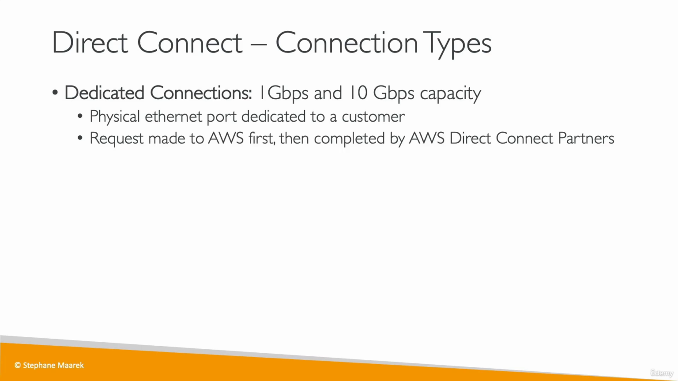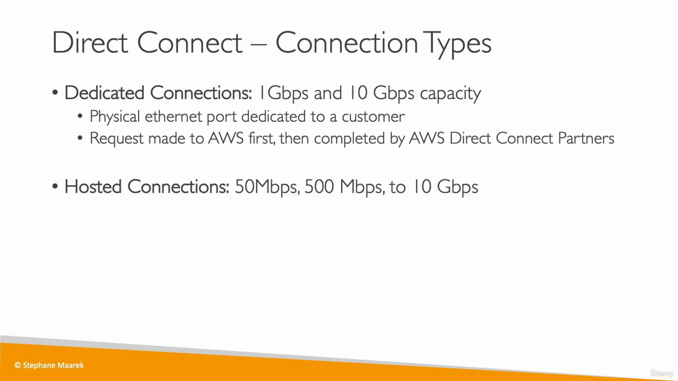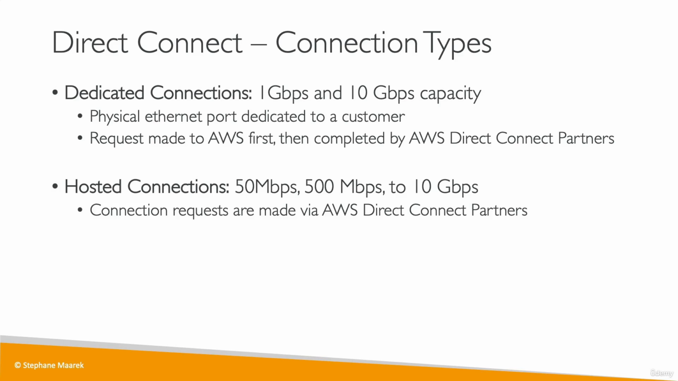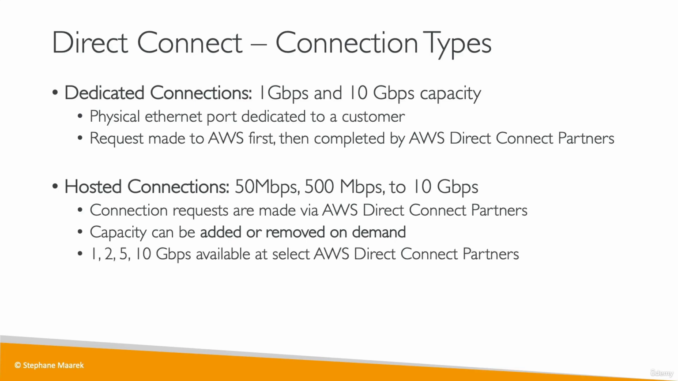First, we need to make a request to AWS, and then it will be completed by an AWS Direct Connect partner. Or we can get a hosted connection, and they come in different flavors, such as 50 megabits per second, 500 megabits per second, up to 10 gigabits per second. Again, we make connection requests via the AWS Direct Connect partners, and then we can add or remove capacity on demand, so it's a bit more flexible than a dedicated connection. And so we can get 1, 2, 5, 10 gigabits available at select locations.